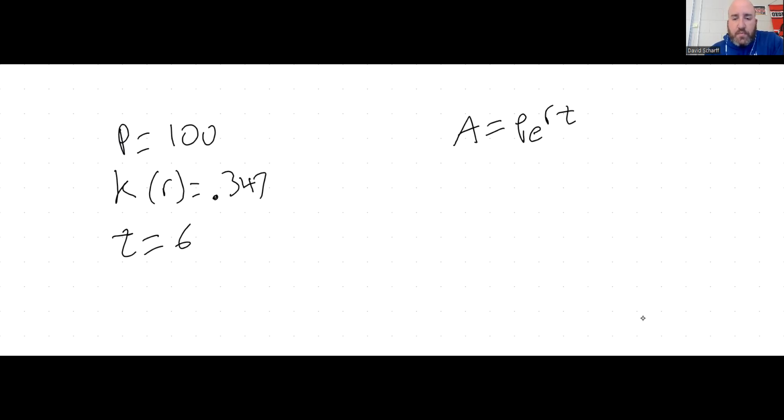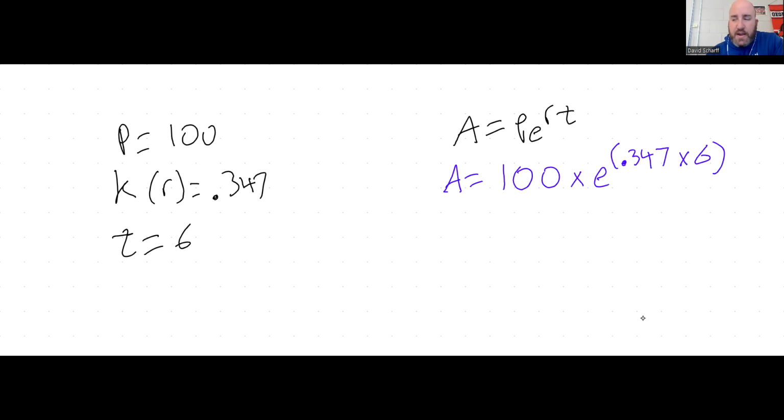All right, so A equals 100 times e to the r, which is 0.347. We want it as a decimal, so we're going to go ahead and do that times 6. Okay, so this is our formula filled in. Now I'm going to show you this, but it's going to be written slightly differently.